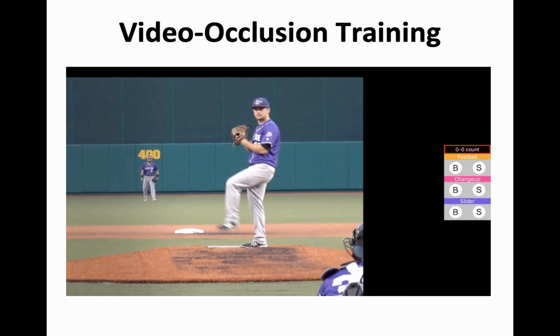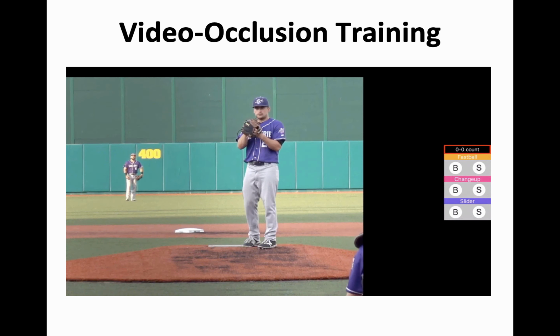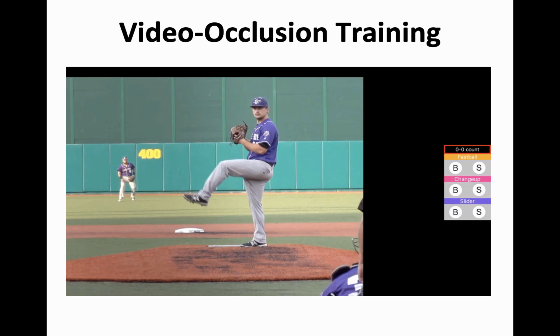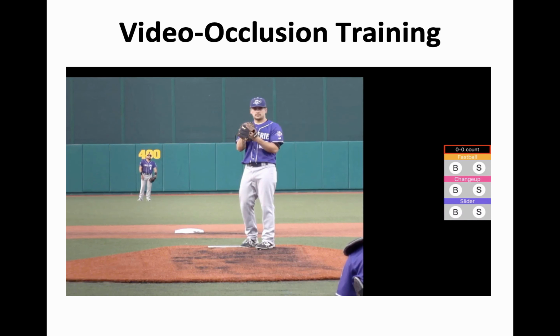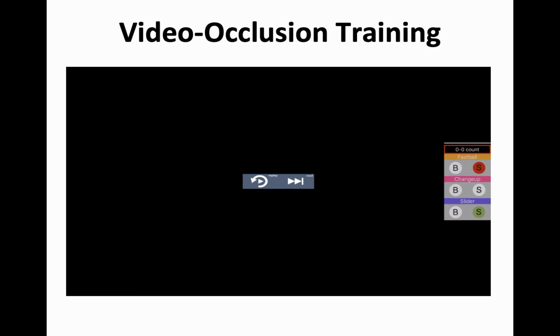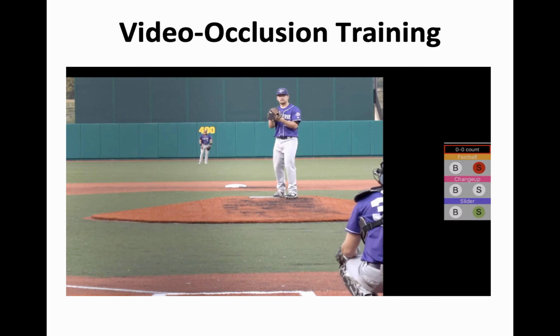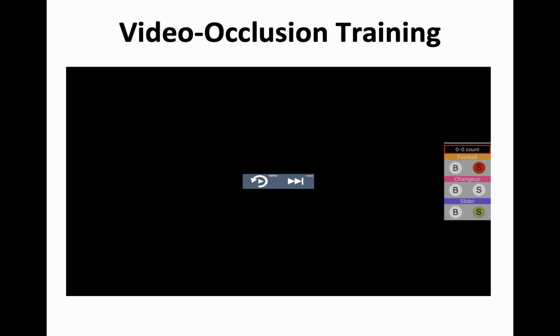This is again that same video occlusion approach. Again, guessing the type of pitch and whether it's a ball or a strike, pitch cut off at different points. You get a little bit more information. Here the count is given, and you get the feedback. And that's really where the learning happens, is repetition with immediate feedback. Here the player got the guess wrong, guessed fastball strike, it was slider, and so you got to replay with the whole view of it.